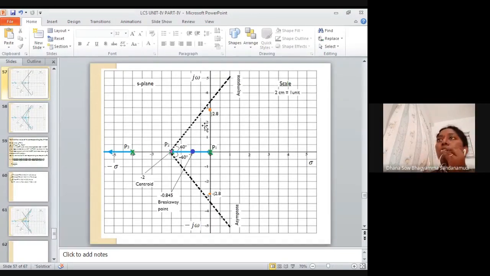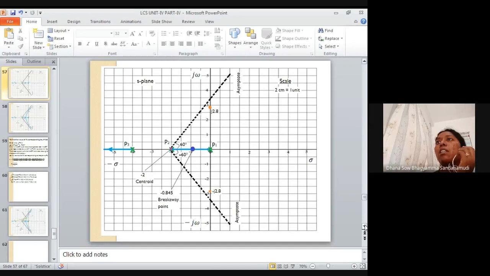The intersecting point on the imaginary axis is 2.8, so plus j 2.8 and minus j 2.8. These two points you just locate on the graph. Take the screenshot of the graph. You just locate it. And next you simply join. You plot the graph now, meaning the root locus.